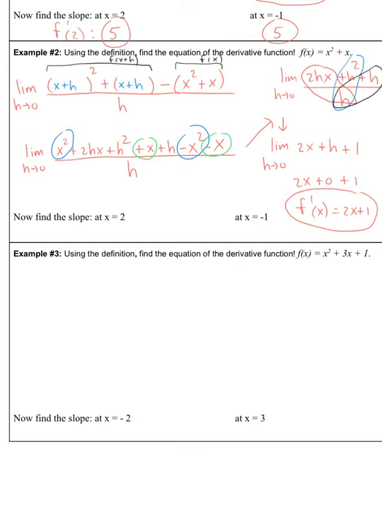Okay, let's find the slope at 2. So we want f prime of 2. So we plug 2 into the derivative. 2 times 2 plus 1, my derivative is 5. And the derivative at negative 1, the slope of the tangent line at negative 1, we want f prime of negative 1. That gives me 2 times negative 1 plus 1. That gives me negative 1. All right, so my derivative function is 2x plus 1. The derivative at 2 is 5. The derivative at negative 1 is negative 1.